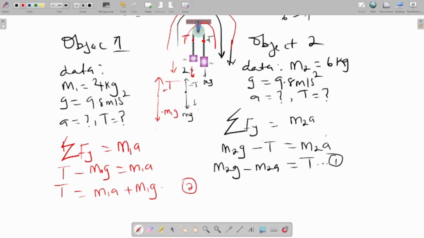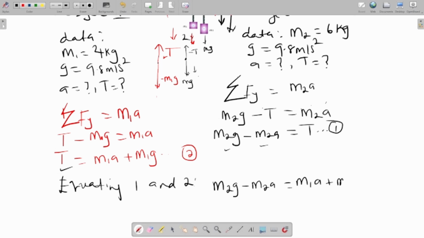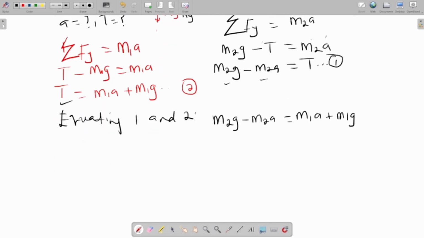Now that we have created 2 equations, what's the next step? Well, we have to start solving the problem. Now look at this right here. So tension is equal to M1A plus M1G. And the same tension is also equal to M2G minus M2A. Okay? So since tension is equal to both of them, we can equate the 2 of them together to solve for acceleration. So we say equating 1 and 2. So we shall now obtain M2G minus M2A is equal to M1A plus M1G. Okay, I just equated 1 and 2 to solve.